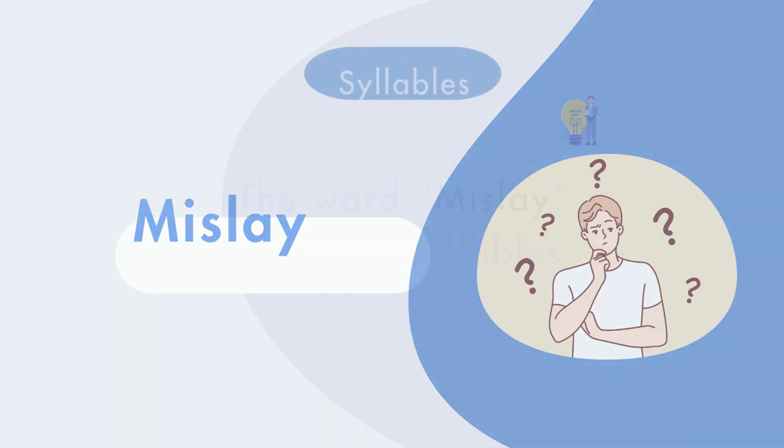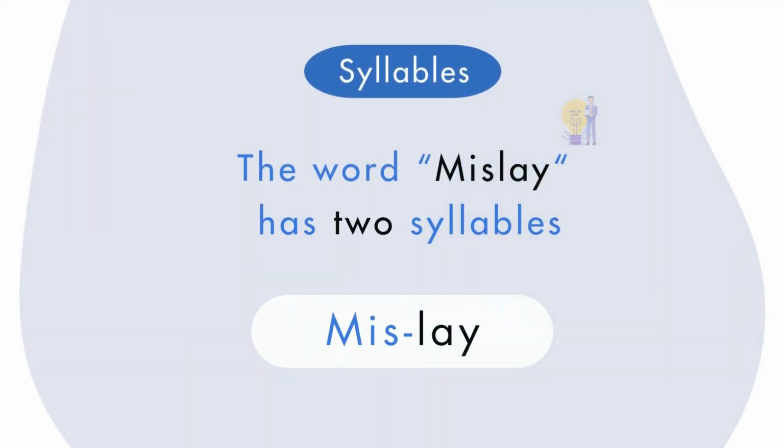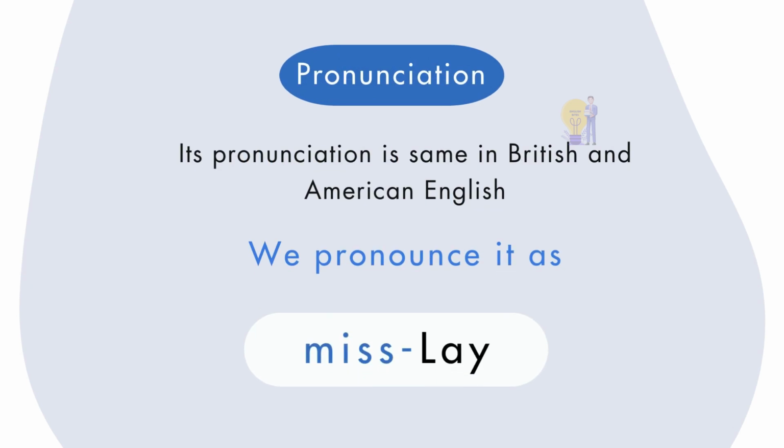Mislay. Mislay has 2 syllables and we pronounce it as mislay.